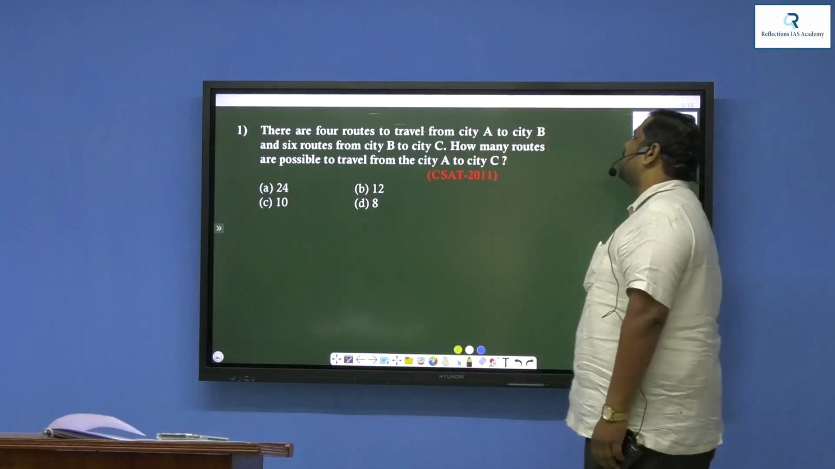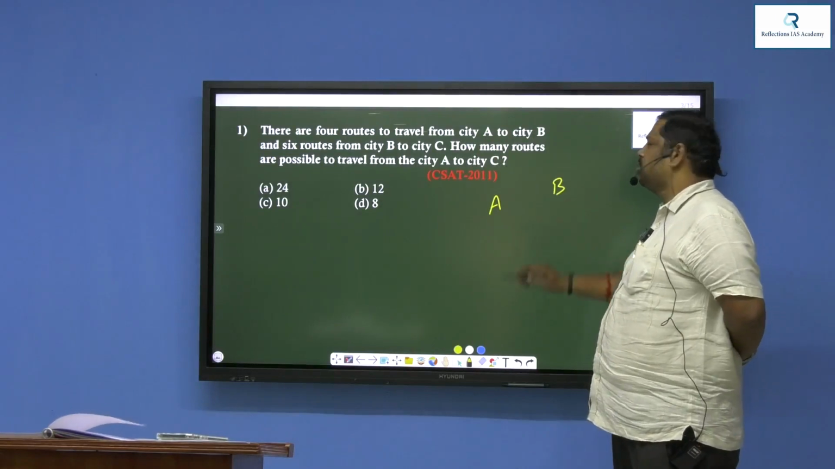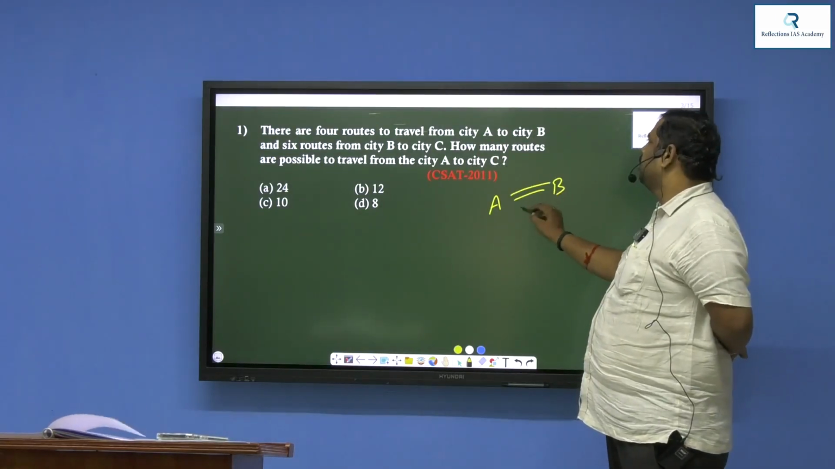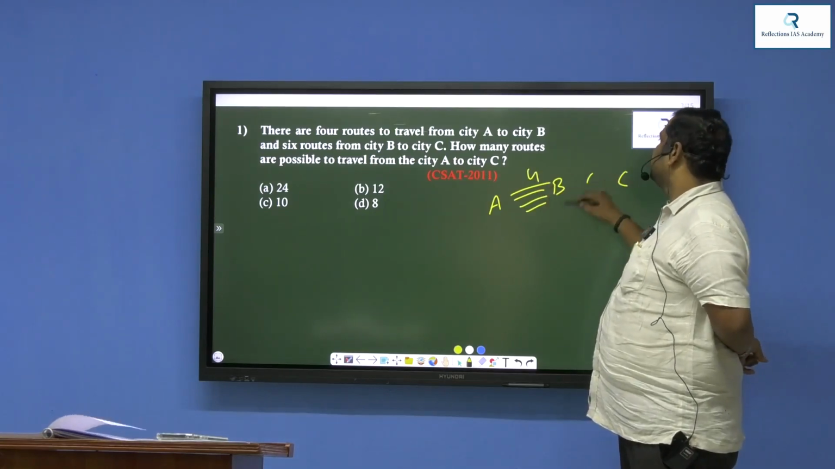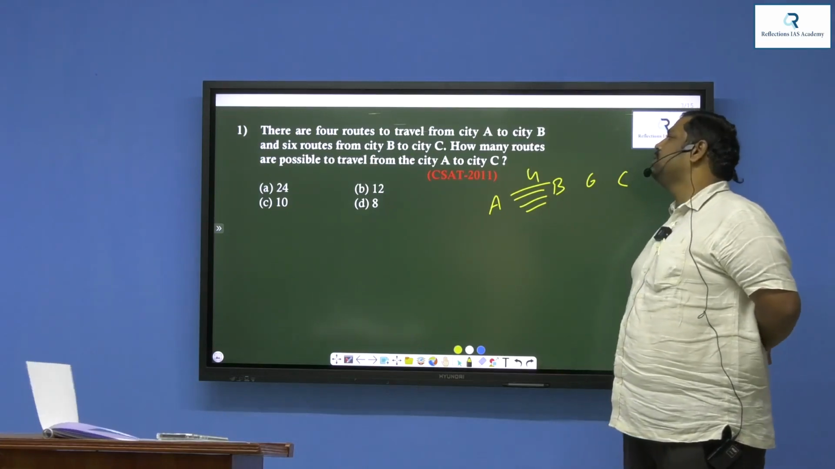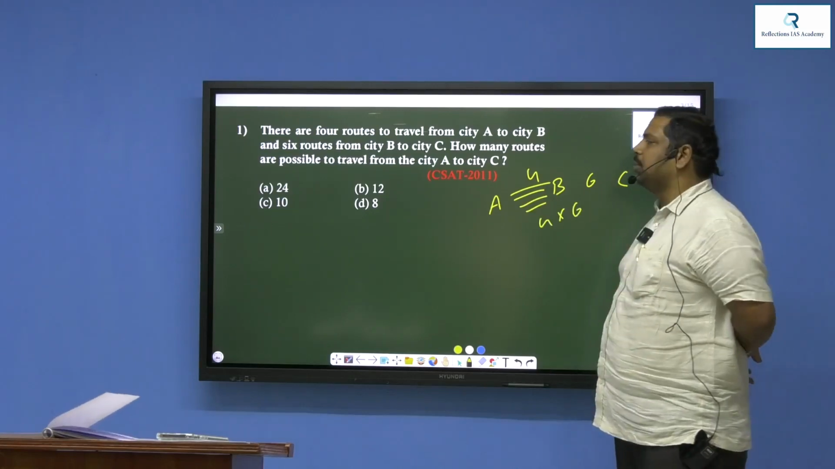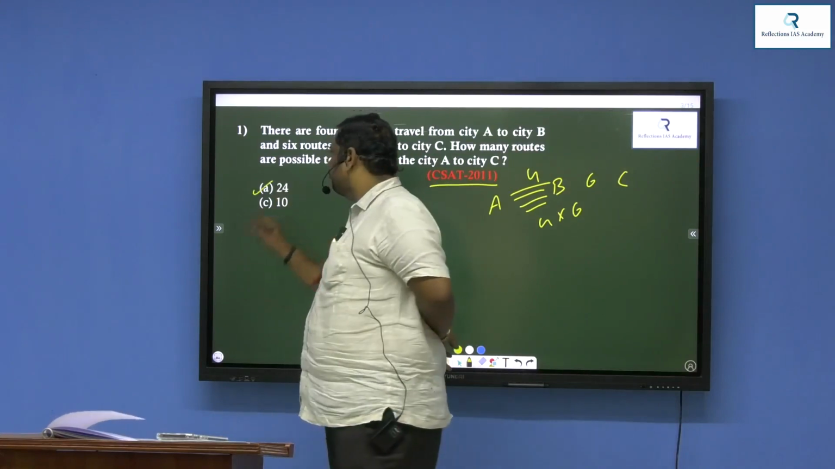There are 4 routes to travel from city A to city B. I think this question I directly discussed in the last session almost. Right or wrong? A to B, how many routes do we have? 4 routes. And B to C, how many routes do we have? 6 routes. How many routes are possible to travel from A to C? For every, means multiplication. 4 sixes are 24. This is a CSAT 2011 question.